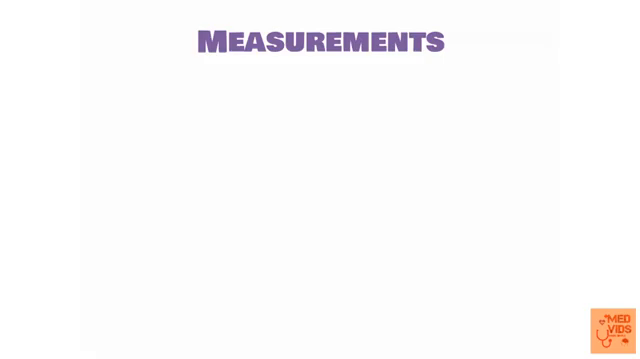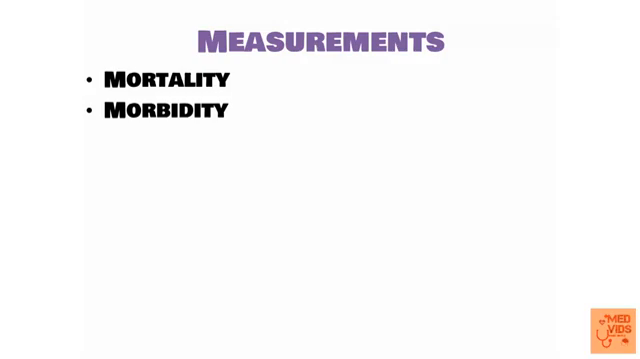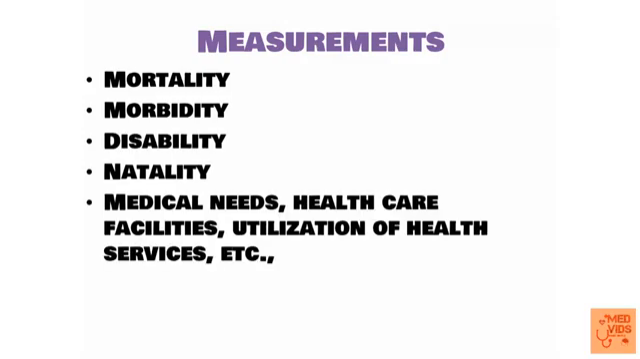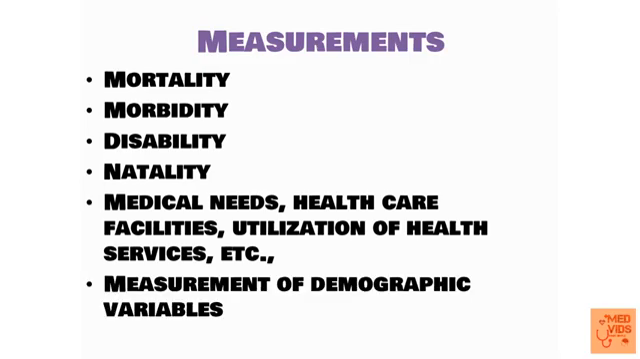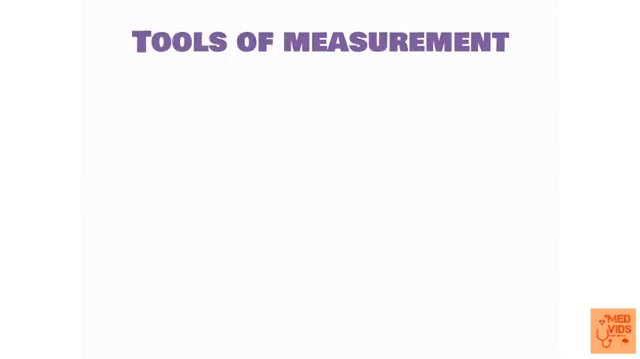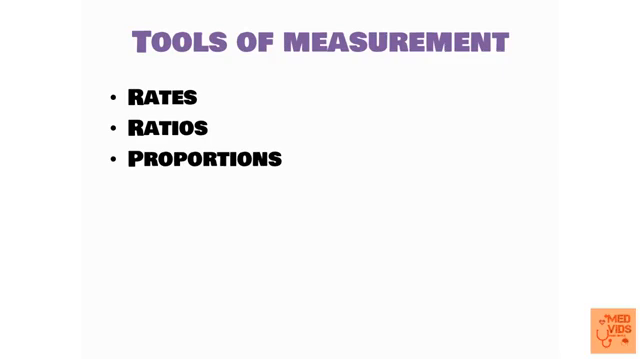The various measurements which are done in epidemiology are the mortality, morbidity, disability, natality, medical needs, healthcare facilities, utilization of health services, measurement of demographic variables. So these are some of the things which are being measured with the help of epidemiological studies. So the basic tools which are used in the measurement in epidemiology are rates, ratios, and proportions.